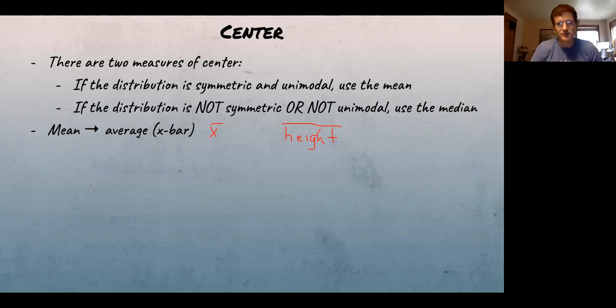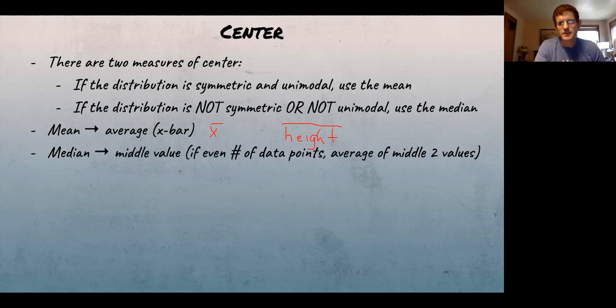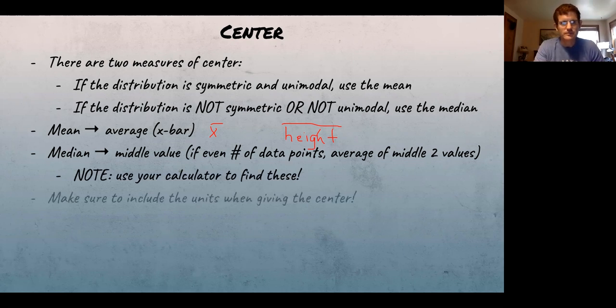It's going to be important to know, and you'll learn other notation that's special for stats as we go through. Okay, median is the middle value. If there's an even number of data points, we're going to average the middle two values. I'm going to show you how to find this on your calculator. In fact, you're going to always use your calculator to find this stuff. Don't even waste time doing the stuff by hand. Okay, and you need to include the units when giving the center. It's surprisingly easy to forget to do that. So just keep that in mind.